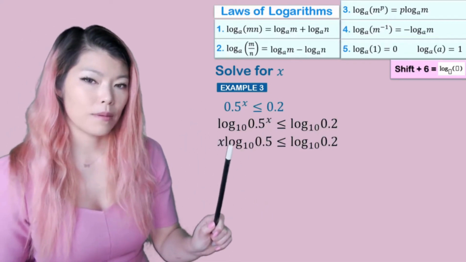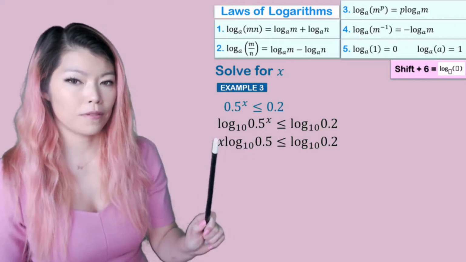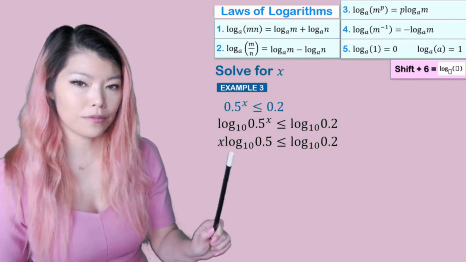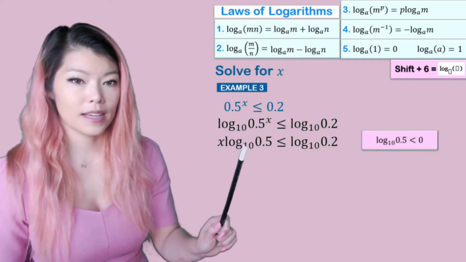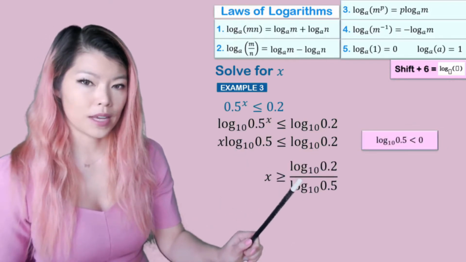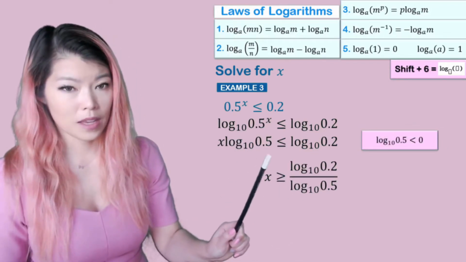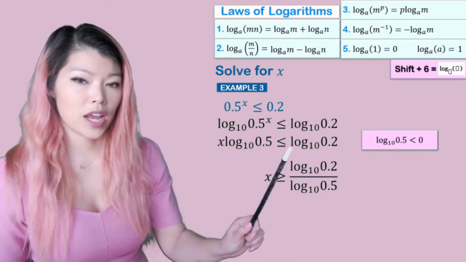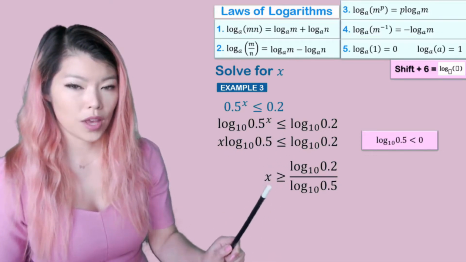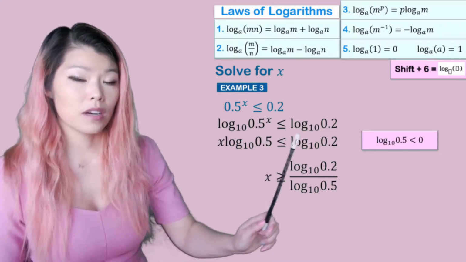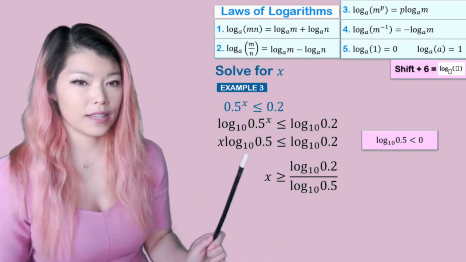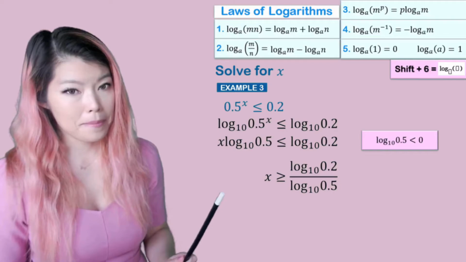And now x times all of that means, to simplify and obtain x on its own, we divide by all of that on both sides. So now we divide on both sides by log base 10 of 0.5. Now you might have noticed that I've changed the inequality to the other side, and that's because log base 10 of 0.5 is less than 0. What does that mean?